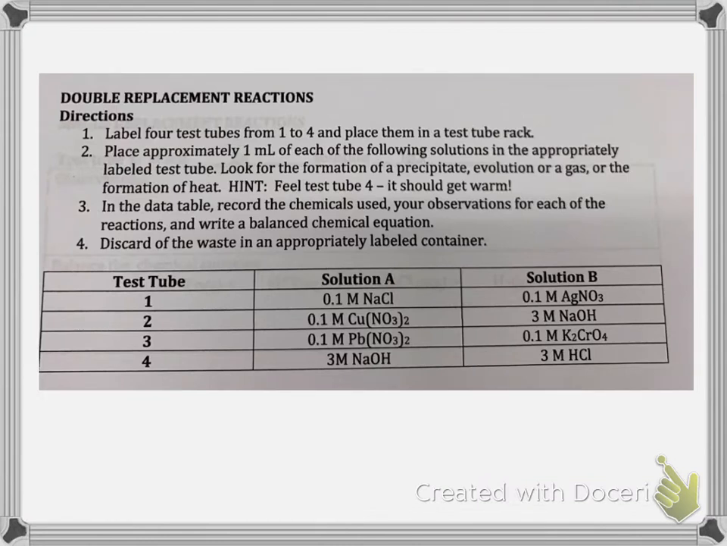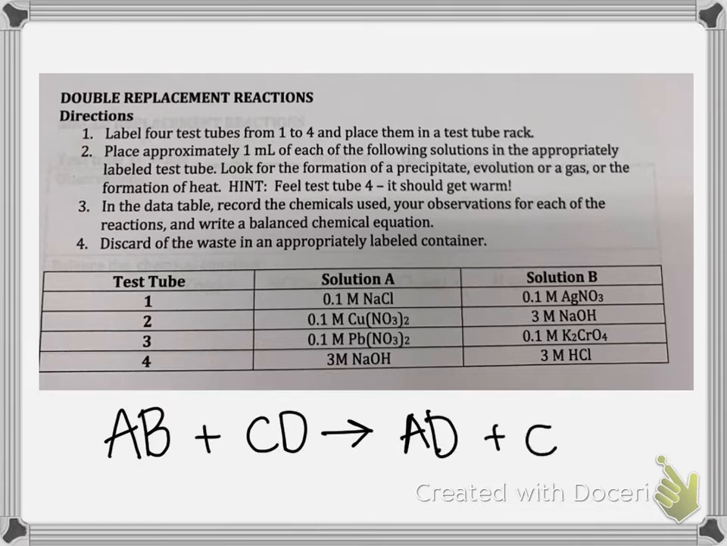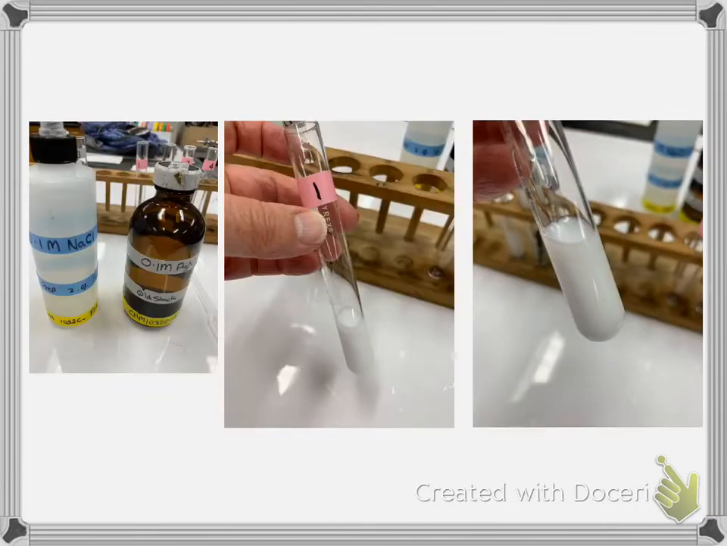And then for the last part of the lab, we're doing 4 double displacement. And double displacement are when they're switching partners. So if you notice over here, this could be your A, B. See how there's 2 things for each one? And this is your C, D. So let's look what happens. Here I have sodium chloride and silver nitrate.